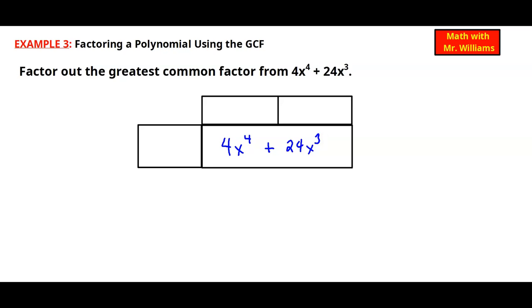All right, so the greatest common factor between 4 and 24 would be 4. And what times 4 gets me 4? Well, that's just 1. And what times 4 is 24? Well, that's just going to be 6.